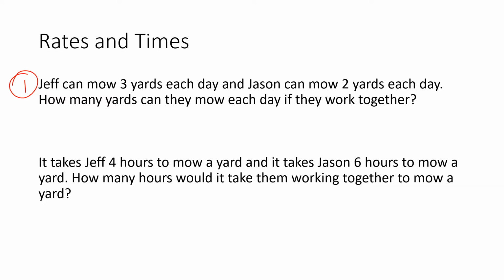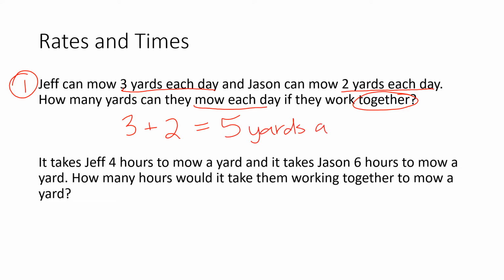Jeff can mow 3 yards each day. Jason can mow 2 yards each day. How many yards can they mow each day if they work together? So Jeff mows 3 yards a day, Jason mows 2 yards a day. How many yards can they mow together? Well, here all you would do is simply add 3 plus 2, which is 5 yards a day if they work together. Okay, so pretty straightforward problem there.